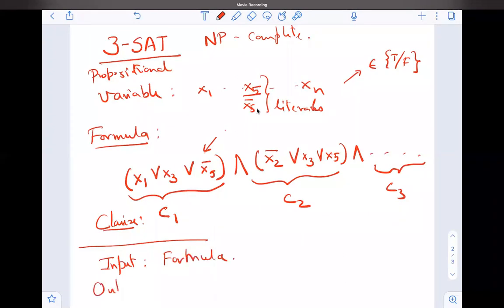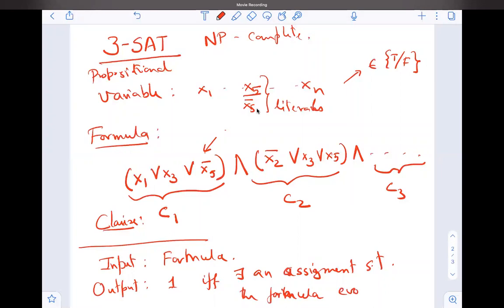And the output is 1 if and only if there exists an assignment such that the formula is satisfied. The formula is satisfied, or the formula evaluates to true.